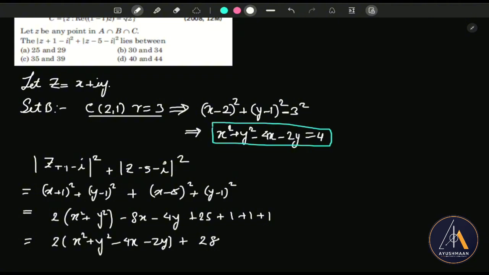So what we have found out? We found out that x square plus y square minus 4x minus 2y equals to 4. I am putting it in this expression. 2 times 4 plus 28, 8 plus 28. This is 36.